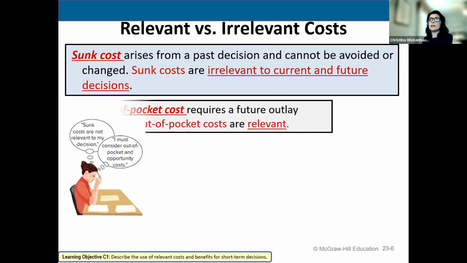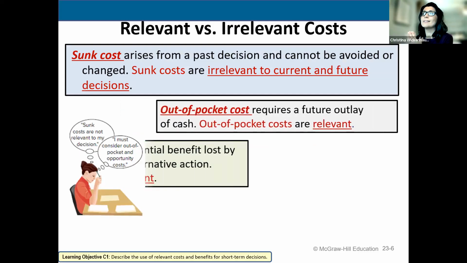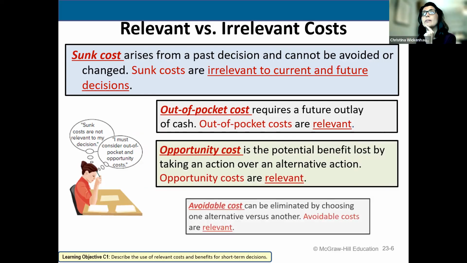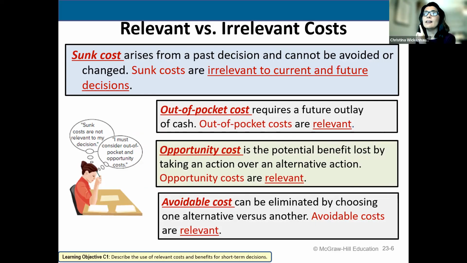Now, a sunk cost arises from a past decision and it cannot be avoided or changed. They're irrelevant to current and future decisions. This is hard. This is hard for us. We mess this one up all the time in real life. So, I'll give you an example.